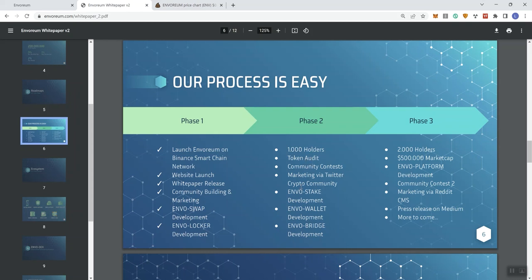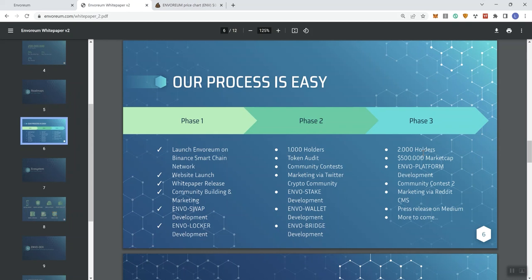All right, so we can see community contests, marketing via Twitter, crypto community, the stake development, wallet development, and bridge development, okay? And then in phase three, of course, again, don't need the holder count, don't need the market cap. All this is aspirational. I mean, what happens if you don't get there? Then it's just stuff on the roadmap. It doesn't even matter. It doesn't make any sense to put it there because it could change.